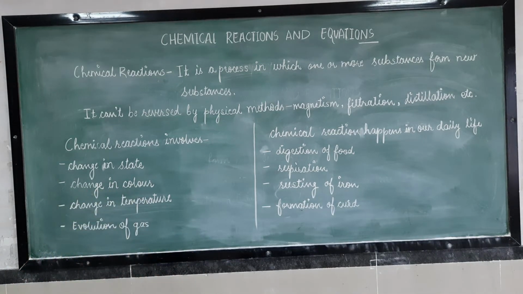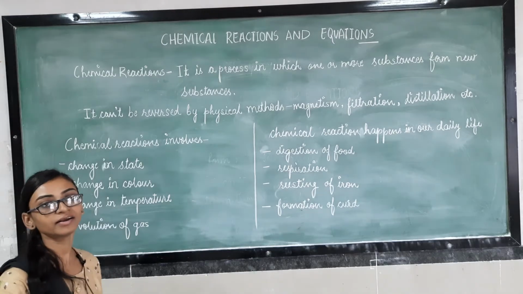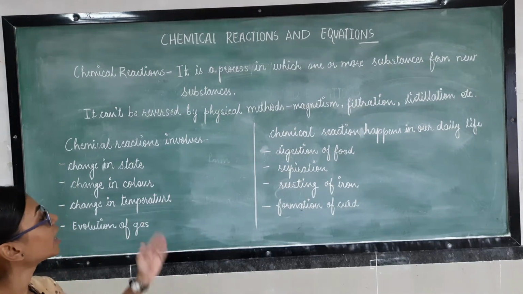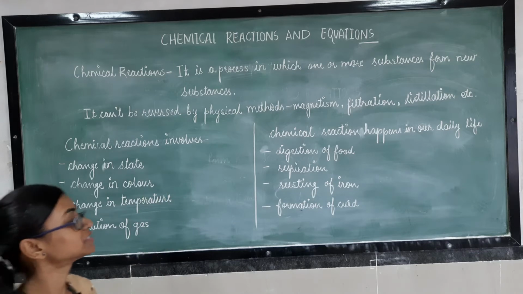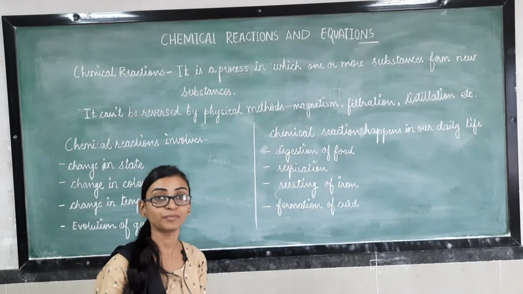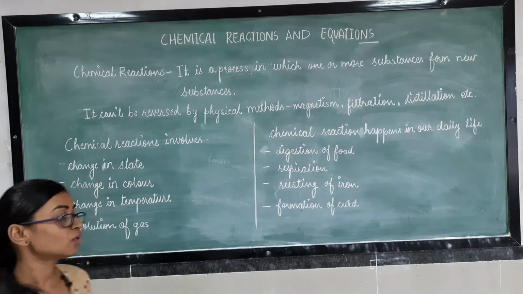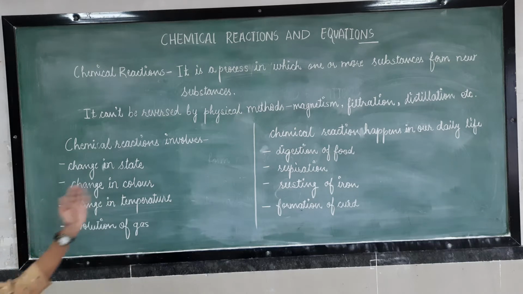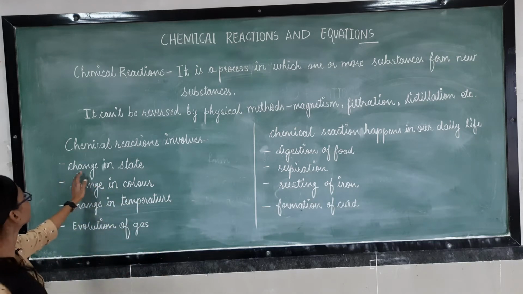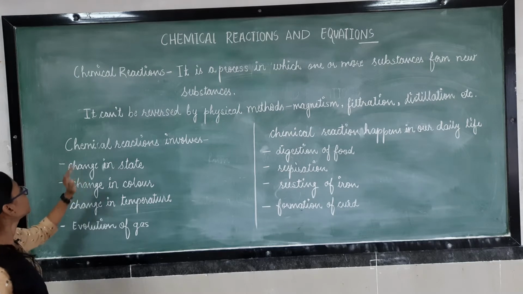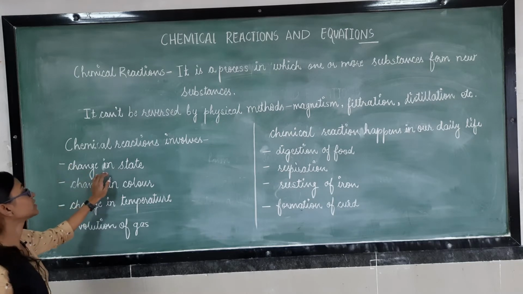It cannot be reversed by physical methods. You have learned earlier about the physical methods, that are magnetism, filtration, distillation, centrifugation, evaporation, etc. So what physical changes does a chemical reaction involve? Due to a chemical reaction, a change in state occurs.